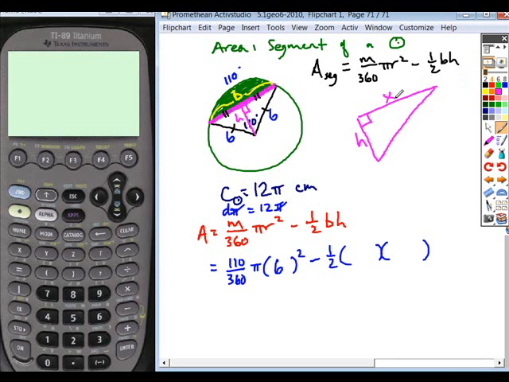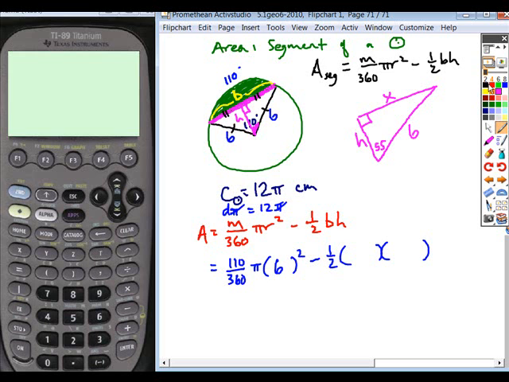If I call that x and my height h, I know that the hypotenuse of the right triangle that I form in there is a 6. And do I know any other information about that triangle? What's this angle going to be right here? It's half of 110, or 55. So I know that angle as well. So now do I have enough information to create expressions for the height and the base?